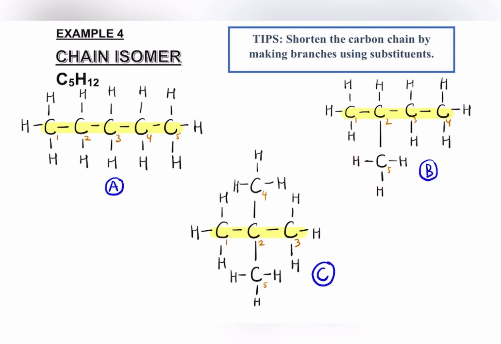So this is going to be your first branch. The next one, take a look at structure C, where you got two substituents, with CH3 groups here and there. So this is how you show different arrangements of atoms in chain isomers.